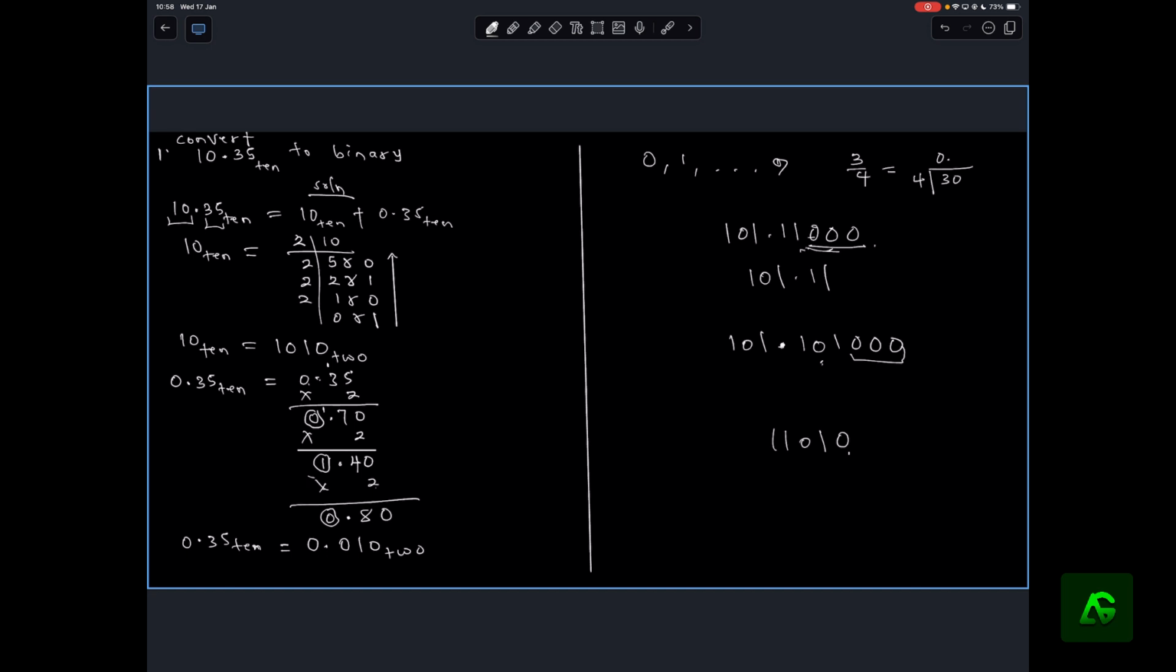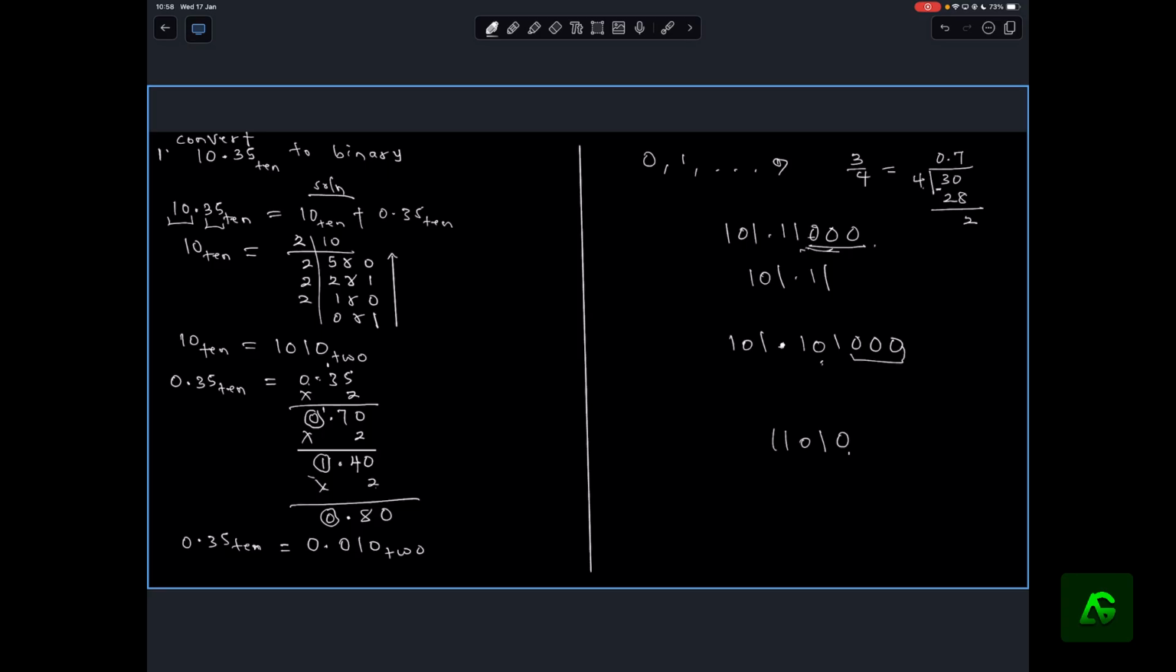How many 4 can we see in 30? That is 7, because 7 times 4 is 28. So that 28 will be subtracted from 30. We have 2, right? So we go again.